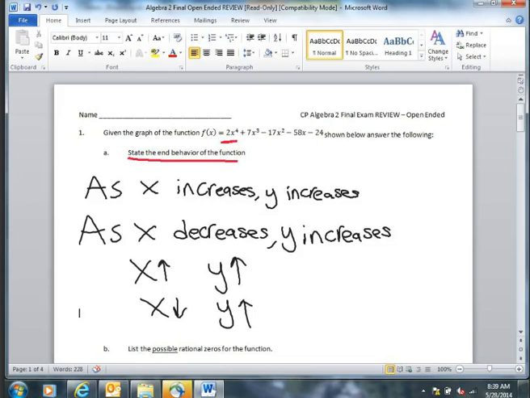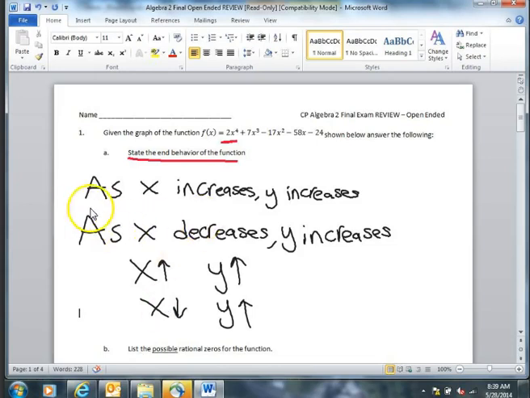Okay, so this is your open-ended final exam review. So let's take a peek here. The first problem: given this function, state the end behavior of the function. Now, end behavior, remember, we go based upon the biggest variable, which is an x to the fourth here, and its coefficient, which is 2. So we need to do as x increases and x decreases, or as x goes up or x goes down. Or for infinity notation, as x goes to positive infinity or x goes to negative infinity, what do we do?